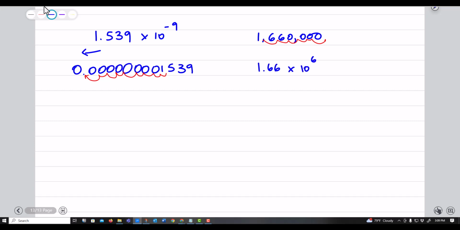Now again, you might be saying, well, why did you stop there? Why didn't you stop right here? Well, I don't think 166 is between 1 and 10. Why not stop right here? Well, that would be 16. So you always want to make sure that you're following the rule that this value has to be between 1 and 10 and cannot include 10.